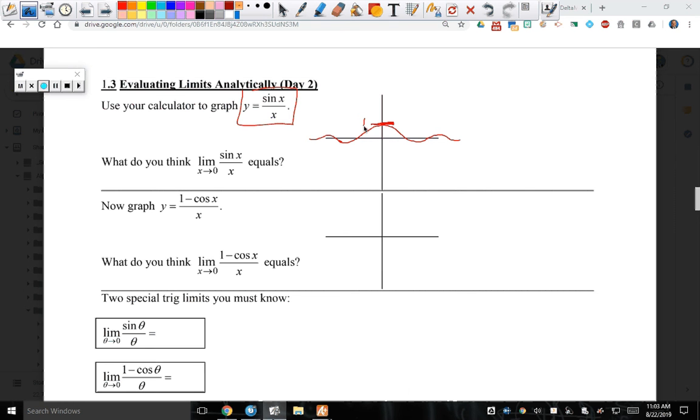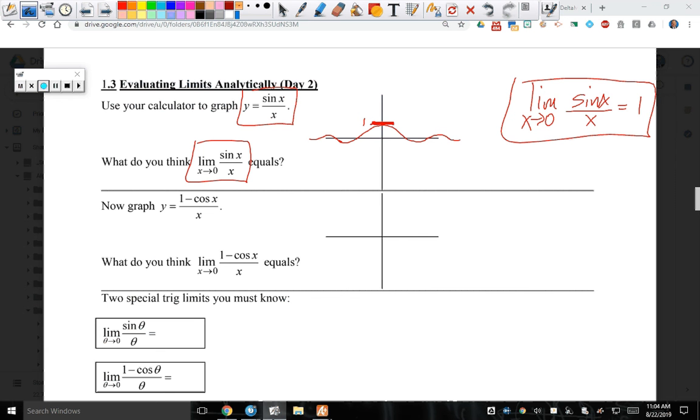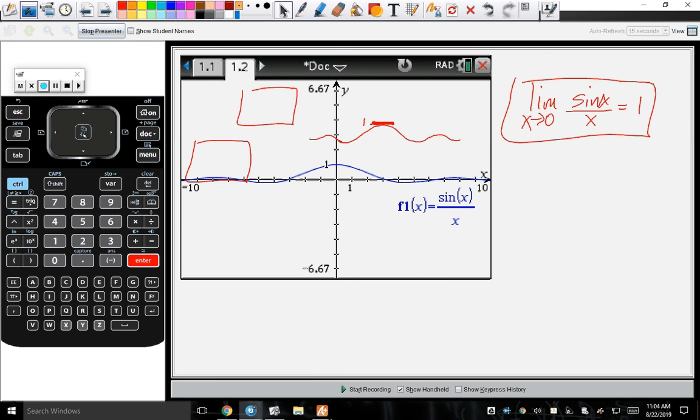We're going to look at the algebra here soon, but I want to look at the graph for now. What would that answer be? What do you think? If you approach 0 on this graph, what would the limit be? It would be 1. So the first thing that we're going to memorize is that this will be 1. Okay? And again, we got that from the graph here. If we approached x is equal to 0, which is right here, the limit would equal 1.